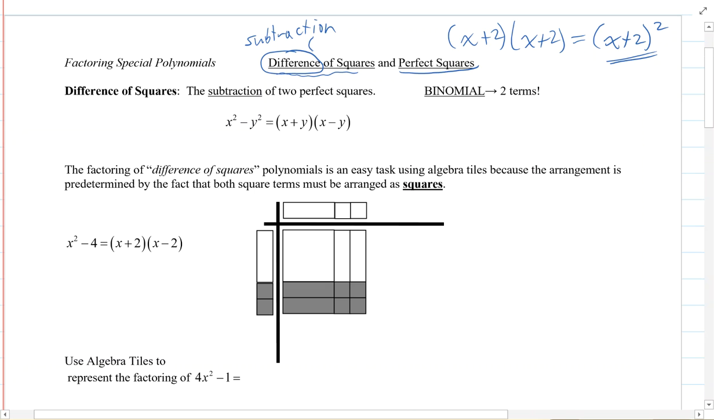For the difference of squares, it would be like x plus 2 times x minus 2, and the signs are different in between them, so they're not quite perfect. All right? So we're going to talk about difference of squares to start. The first thing is, what you got to recognize is that you have a binomial. So you have two terms in the product.